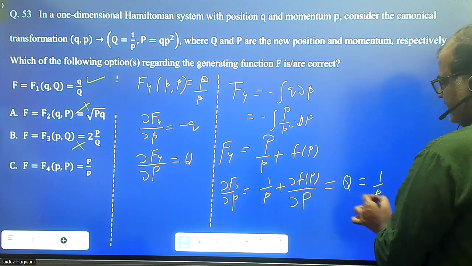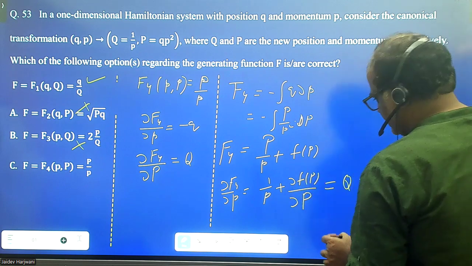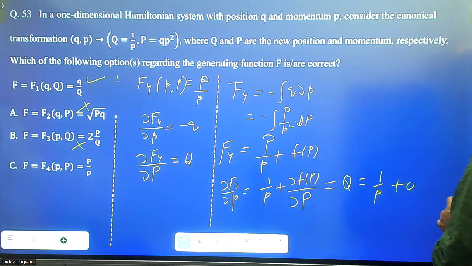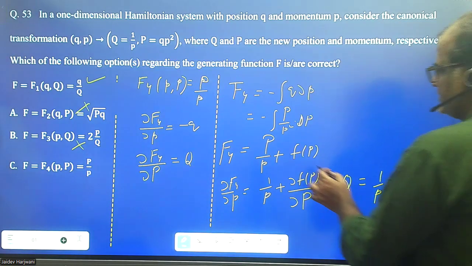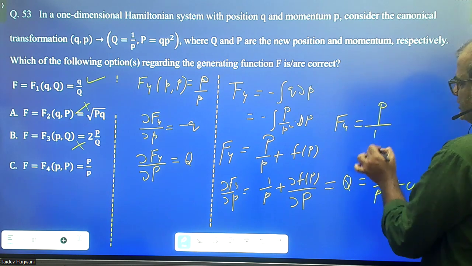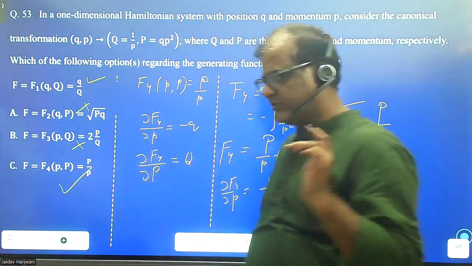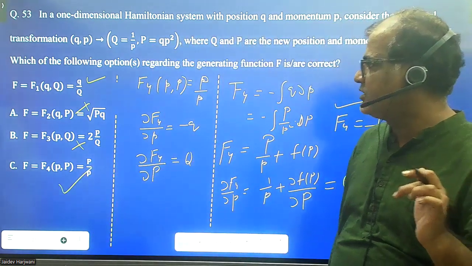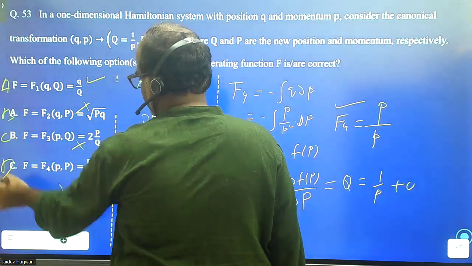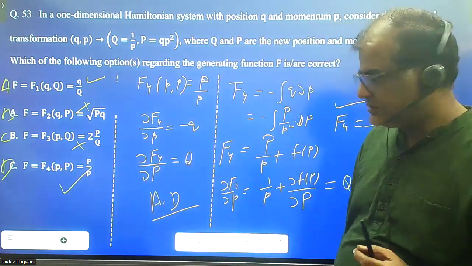So that means these are the same. This I can take as 0. That means F of P is constant. So that means now my F4 is capital P upon small p, which is option 4. So option 4 is also a correct answer for this question. So two options: this is option A, this is B, C, and D. So option A and D are correct answers for this question.